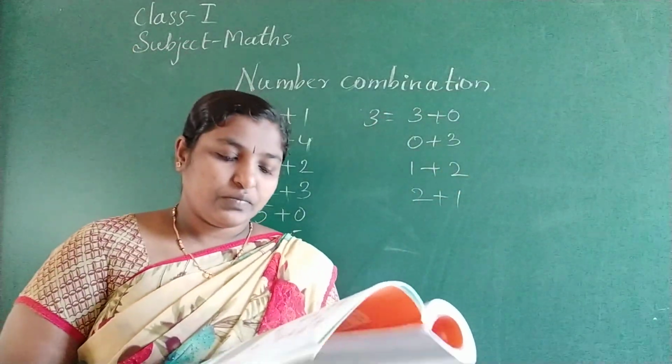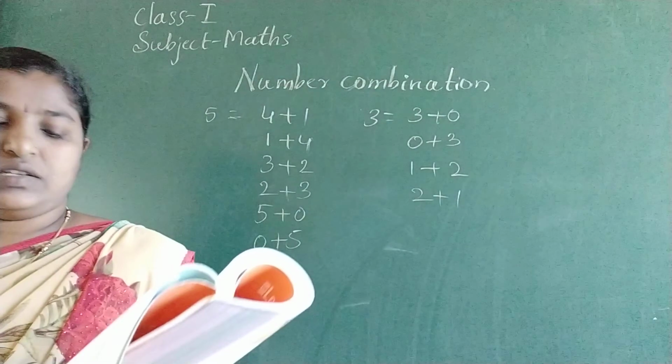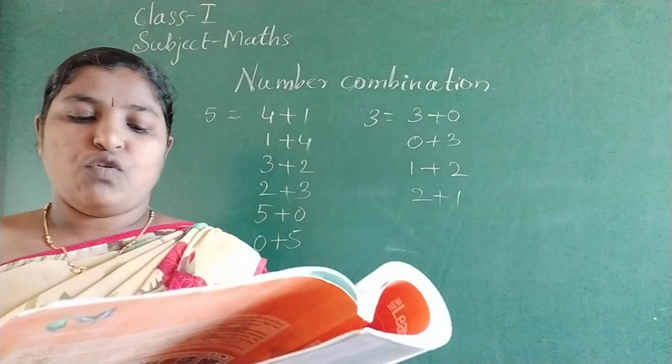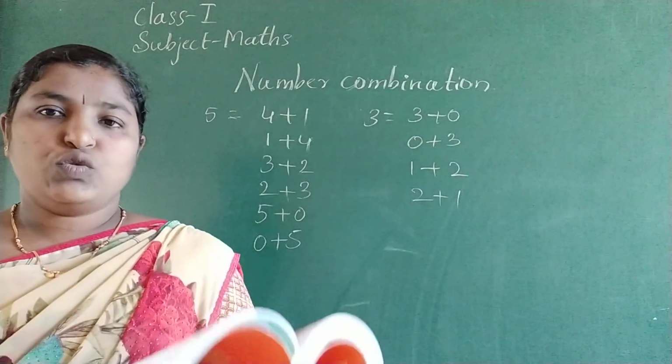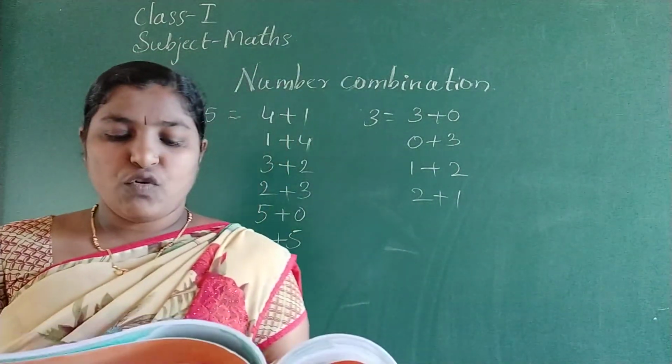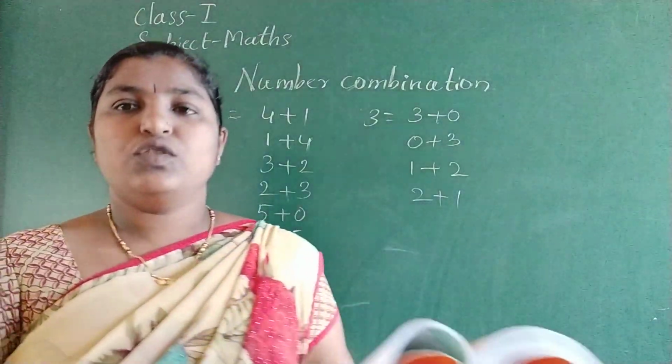Next, mental math. Write the numbers 2 and 4 as the sum of two numbers.